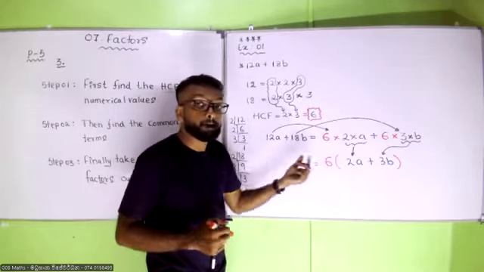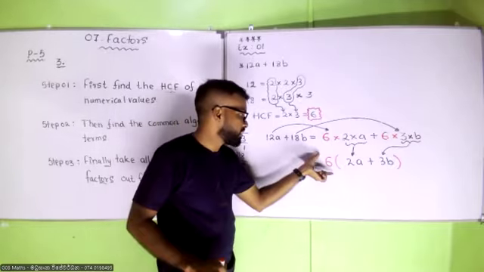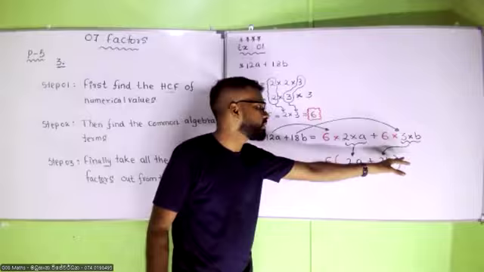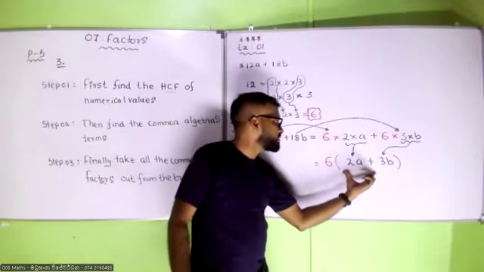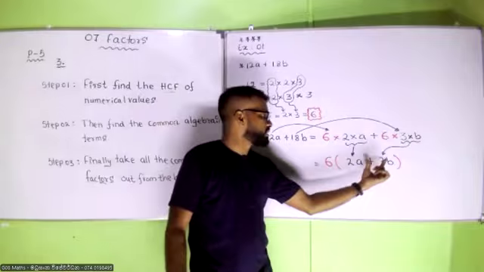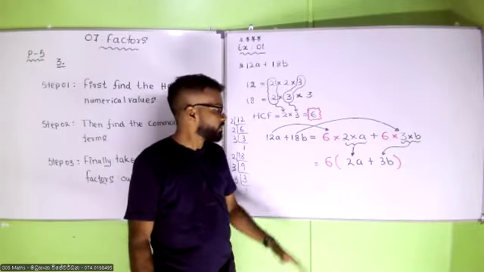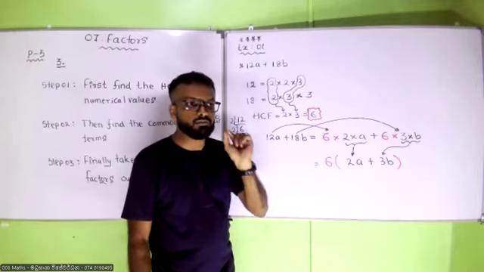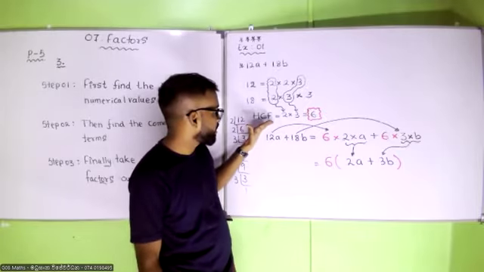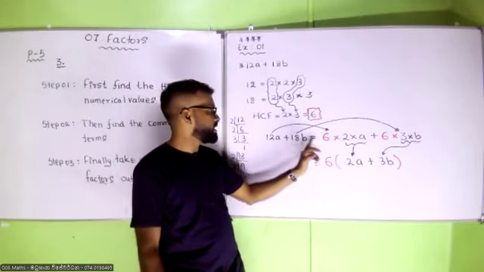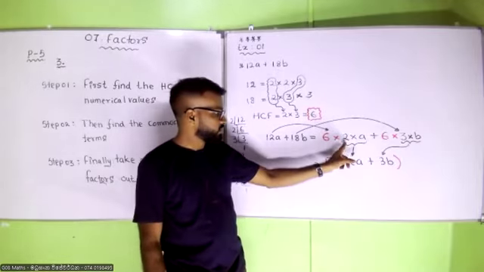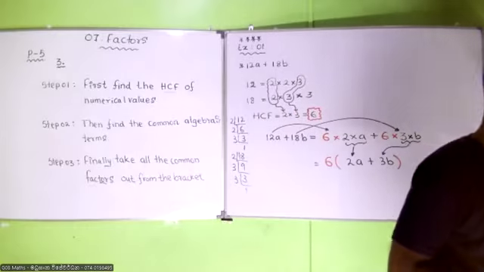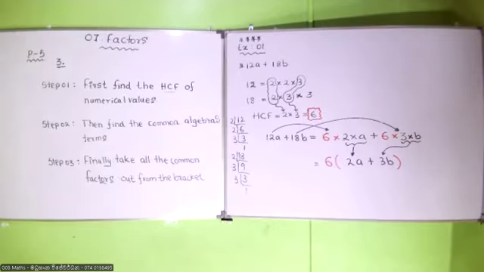Now this is a product of two factors. 6 is one factor, and 2a plus 3b is one factor, because it is inside the bracket. This is the first factor, this is the second factor. Correct? Please write this. I have put these arrows in for your understanding. If you get any point wrong, you can understand 12 has been represented as this, 18 has been represented as this. So 2 times a, 2a, 3 times b, 3b, and so on. Correct? So please write it down.